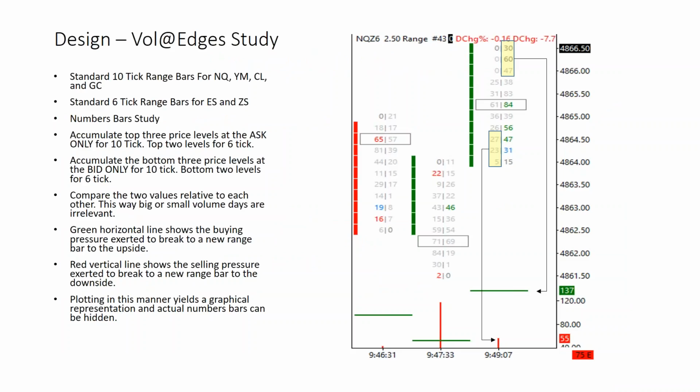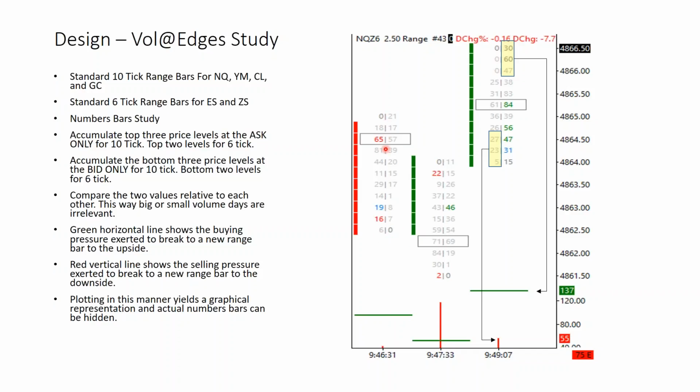If that's still making sense, if we look at the design of this, what Infinity provides in numbers bars on this 10-tick range bar is the number of orders executed at the bid and the number of orders executed at the ask. You can get that displayed. They provide the total amount for the whole bar on each side.